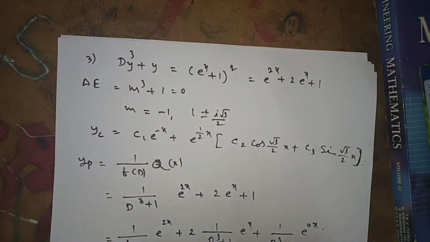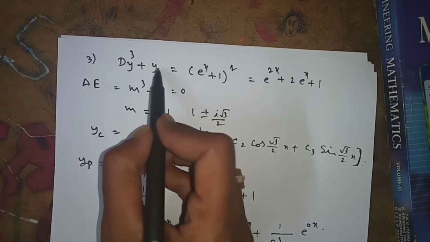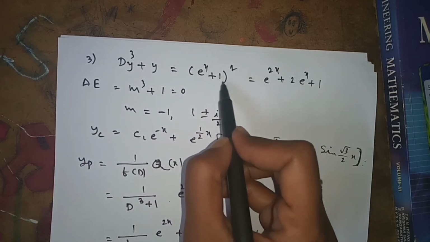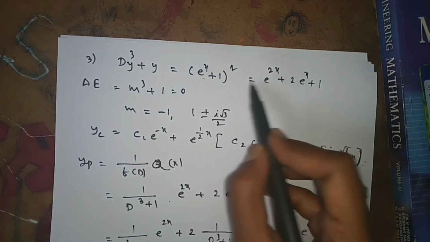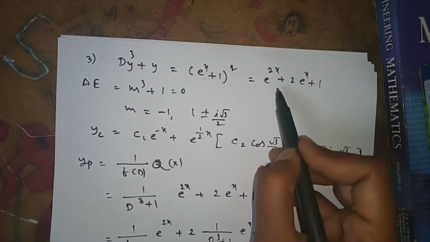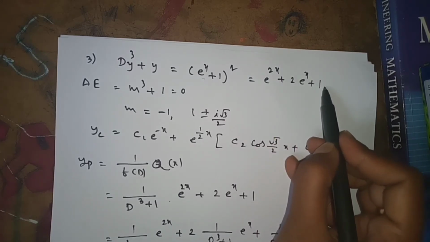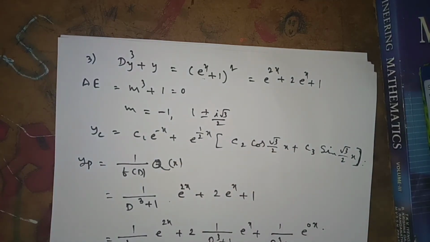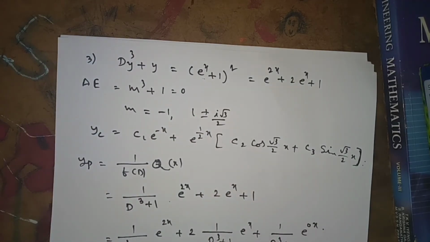The next question is (D cubed plus 1) into y is equal to (e to the power of x plus 1) whole squared. Whenever (e to the power of x plus 1) whole squared is there, you expand the whole square: (a plus b) whole squared is a squared plus 2ab plus b squared. e to the power of 2x plus 2 into e to the power of x plus 1. The auxiliary equation is m cubed plus 1 is equal to 0. You will get complex roots: m is equal to minus 1 and (1 plus or minus i root 3) by 2.